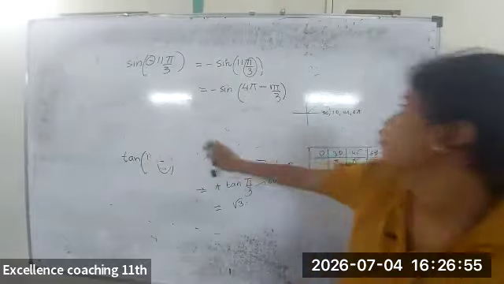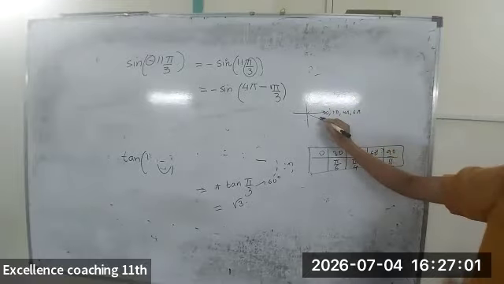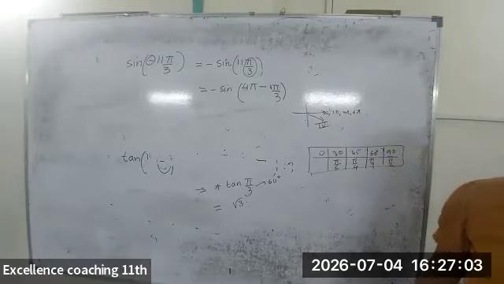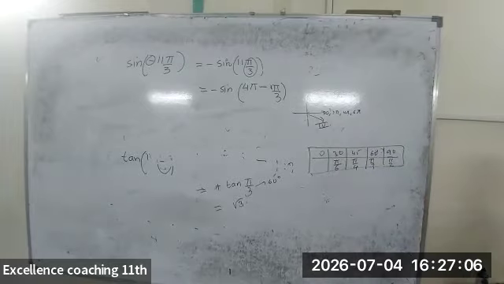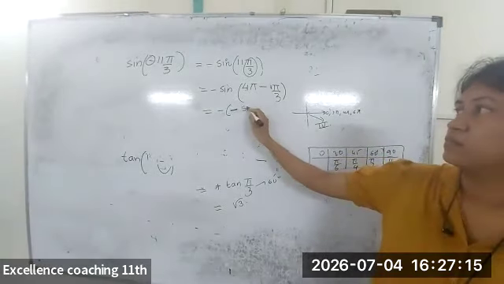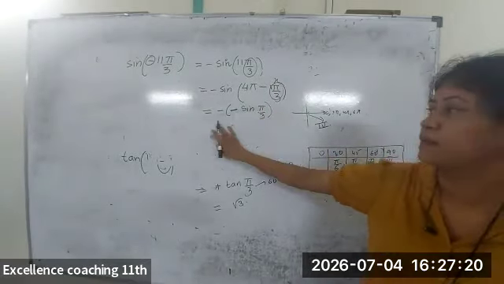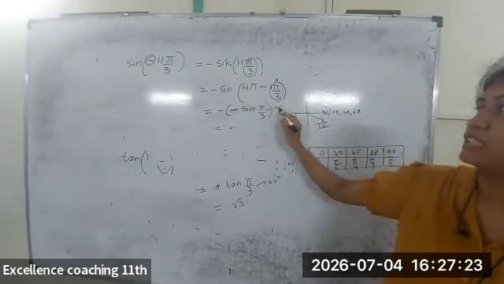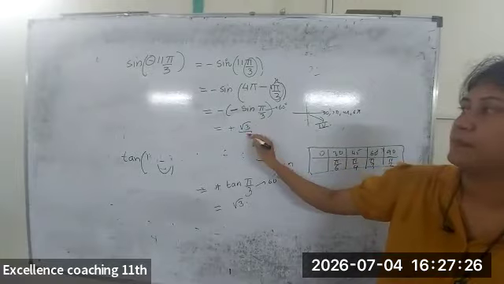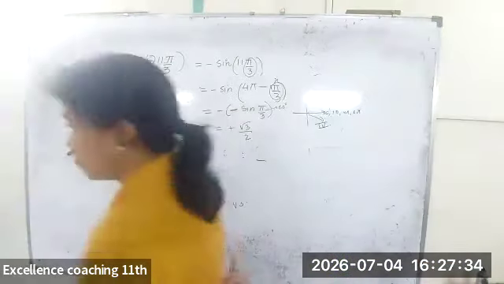Now check which quadrant. 4 pi means we are here. But minusing means not ahead, behind. So fourth quadrant. So fourth quadrant, sign is what? Negative. Means 60 degrees. Pi by 3 means 60. Sine 60 is root 3 by 2.